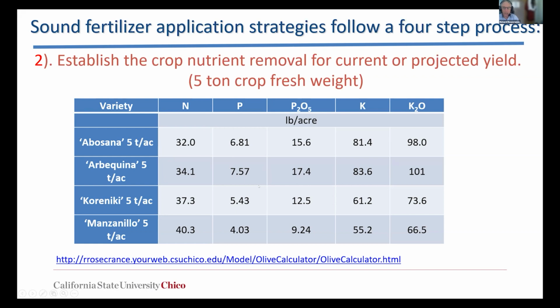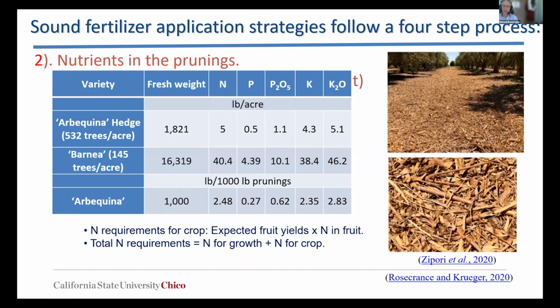So this will get you an idea on how much I need to apply based on what I'm removing, because again, this has to be applied to the soil. Another thing you might want to look at is nutrients in the prunings. Dr. Ferguson just gave a great presentation about pruning and hedging. Hopefully, those prunings will be returned back into the crop by shredding and applying that onto the soil down here. But some people could burn them and they might not be available.